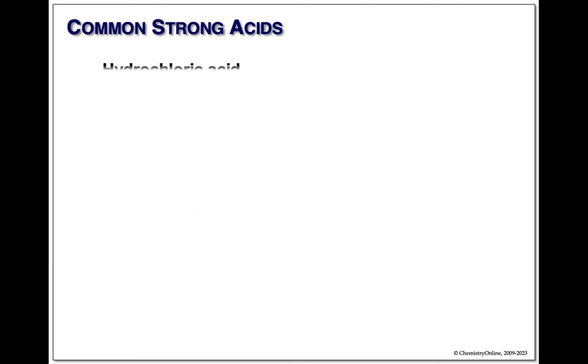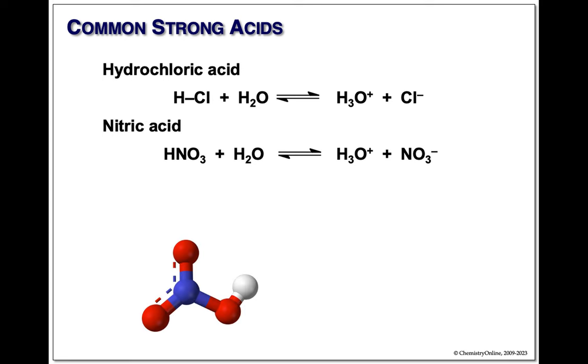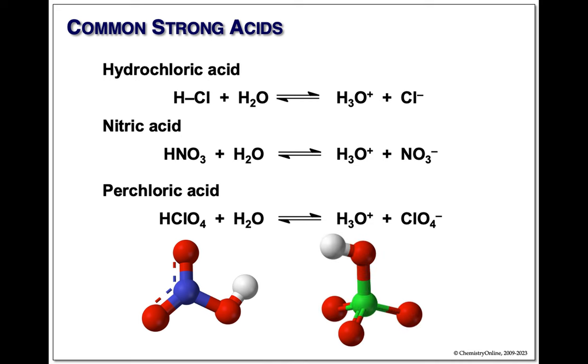Let's look at common strong acids that we deal with. We've seen hydrochloric acid giving hydronium and chloride. Nitric acid: nitrate has three oxygens and one negative charge. What we do is we put a proton on the one negative charge, and this is nitric acid. It dissociates to form nitrate and hydronium. It's a very strong acid.